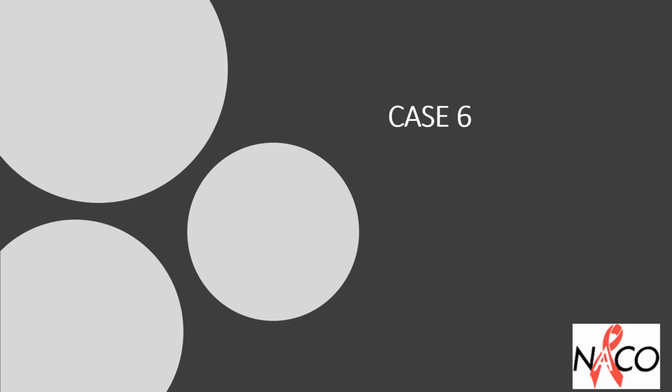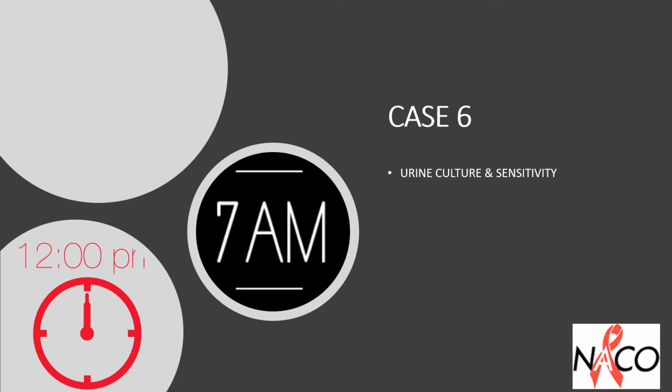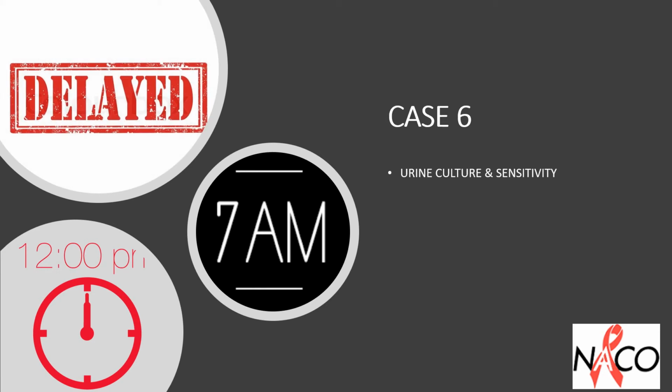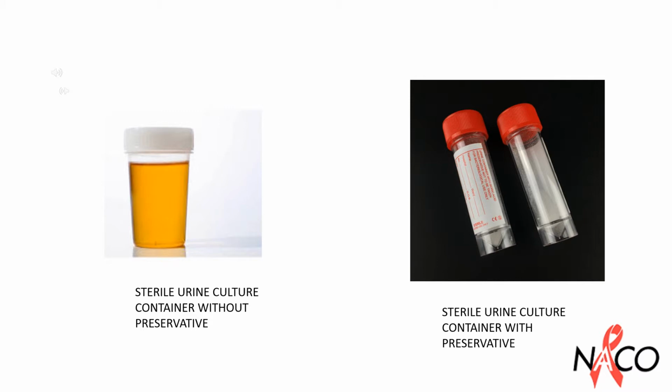Now consider a case where the laboratory has received a patient collected specimen of urine for culture at 12 pm. The specimen was collected at 7 am. There has been a delay of 5 hours. Should the urine culture sensitivity testing be done in this case? Here, the laboratory will have to check if the specimen was collected in a normal urine collection sterile container or a container with boric acid as preservative.